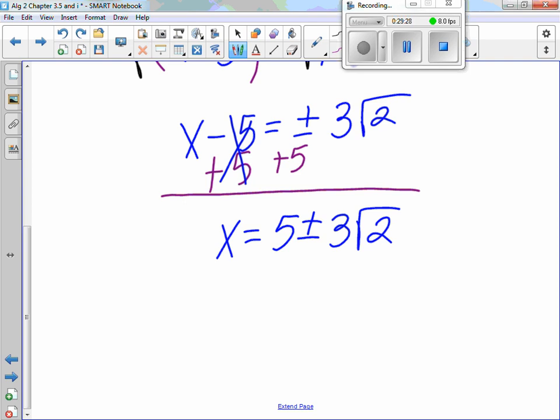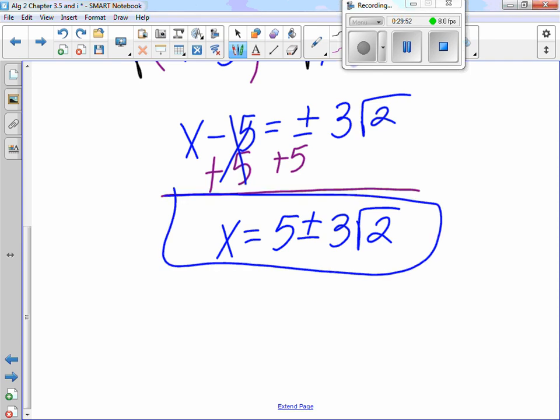Now, are 5 and 3 square root of 2 like terms? Well, 3 square root of 2 is 3 times whatever the square root of 2 is, which is 1 point some massively long decimal, yes? So can I actually add them together? No, they're not like terms. There's no way that I can add or subtract this. So that's our answer.